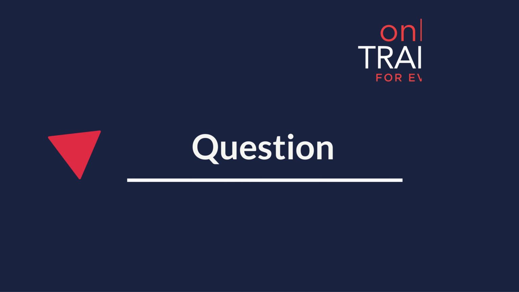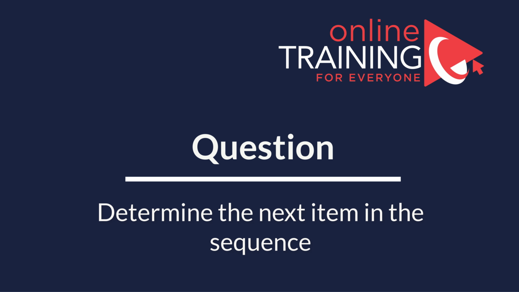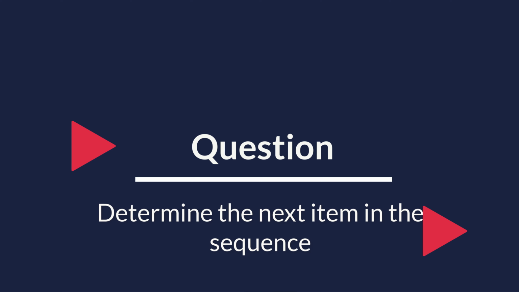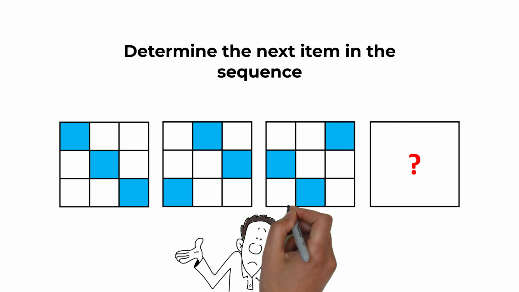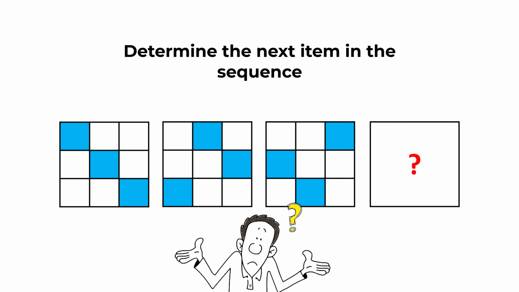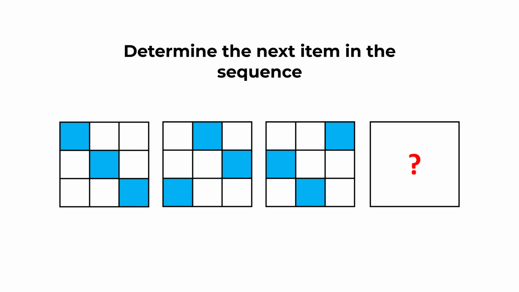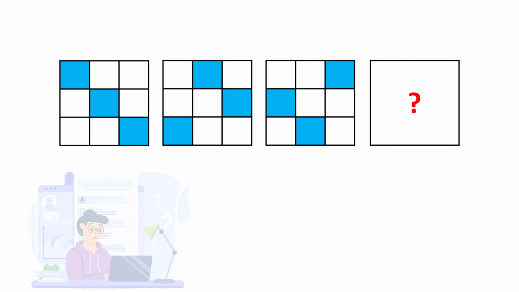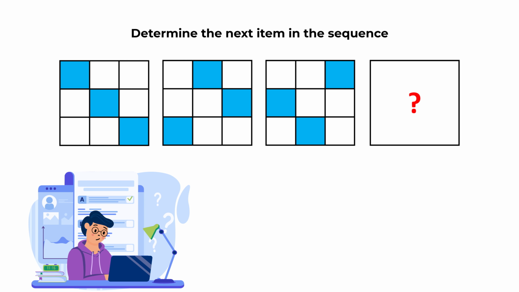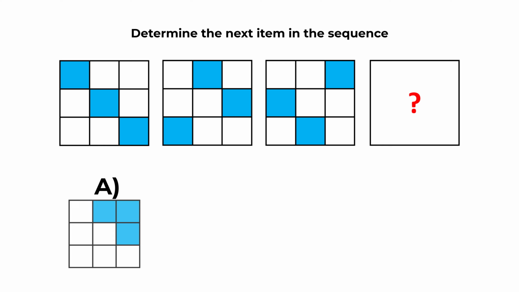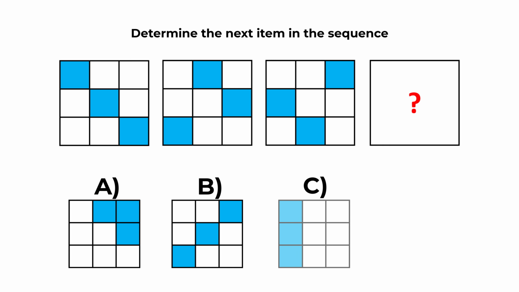Here is a very interesting problem that you might frequently get on the test. You need to determine the next item in the sequence. You're presented with a sequence of large squares. Each large square contains 9 small squares inside, and the small squares are of different colors. You need to determine the next item in the sequence, and you have 4 different choices. Choices A, B, C, and D.